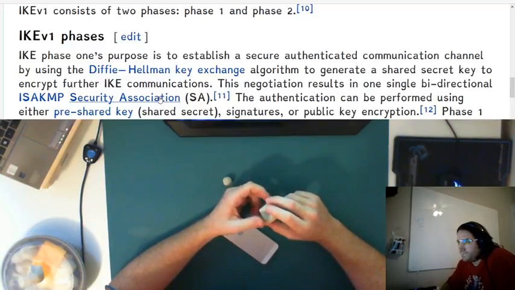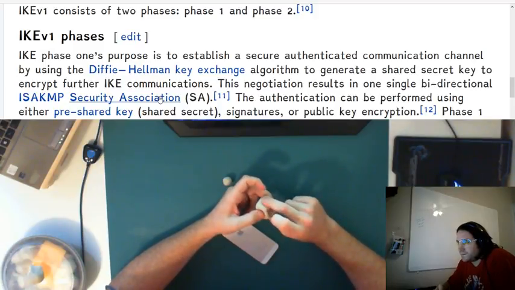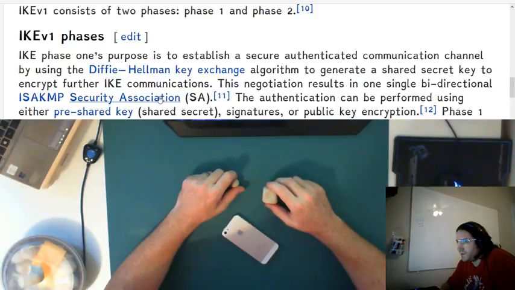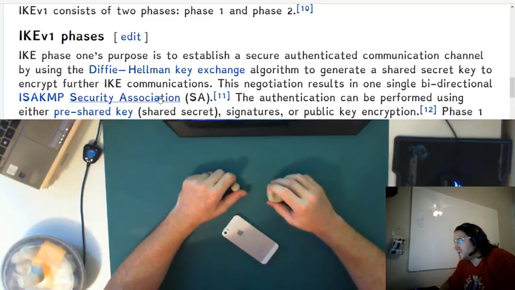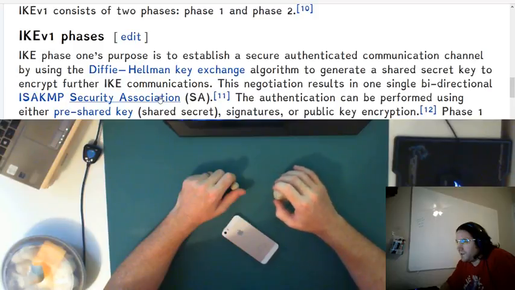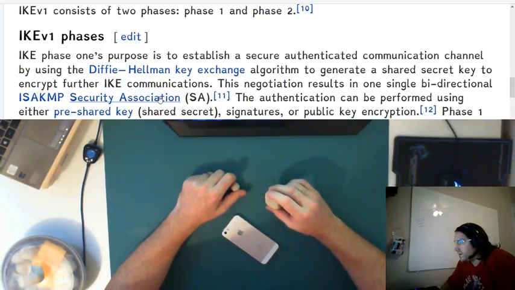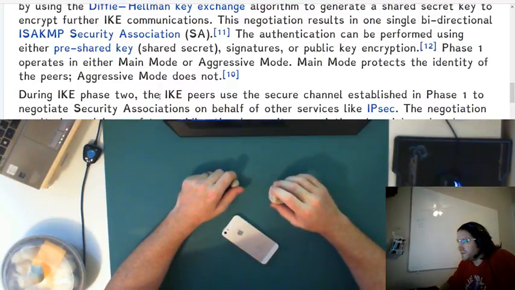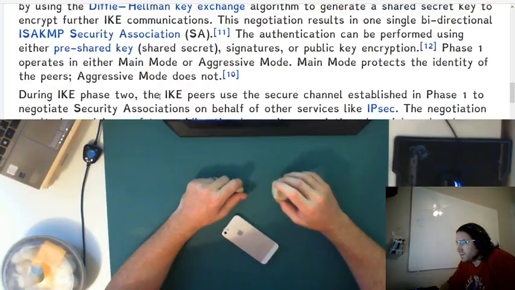IKE v1 phases. The IKE phase 1 purpose is to establish a secure, authenticated communication channel by using the Diffie-Hellman key exchange algorithm to generate a shared secret key to encrypt further IKE communications. This negotiation results in one single bidirectional ISAKMP Security Association, SA. The authentication can be performed using either pre-shared key, shared secret, signatures, or public key encryption. Phase 1 operates in either main or aggressive mode. Main mode protects the identity of the peers. Aggressive mode does not.